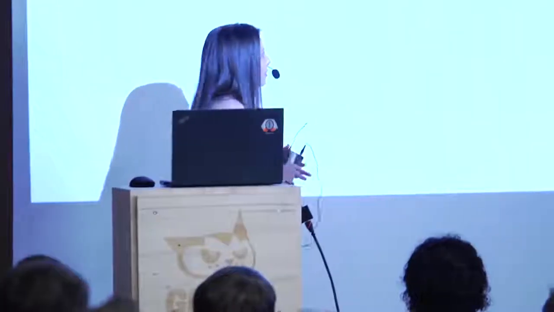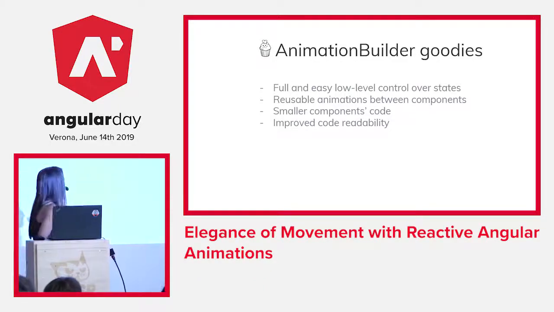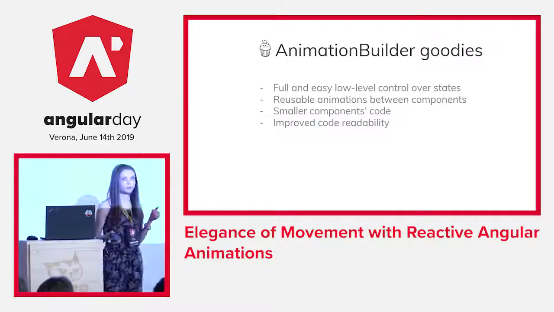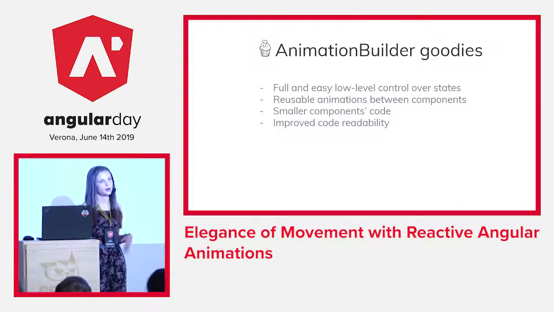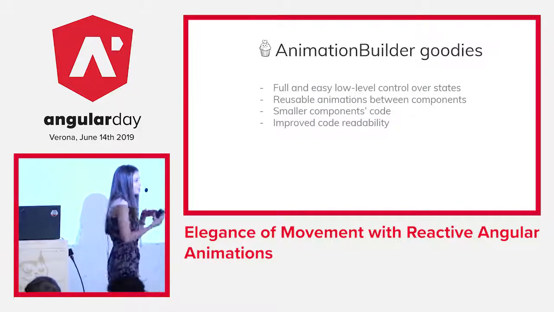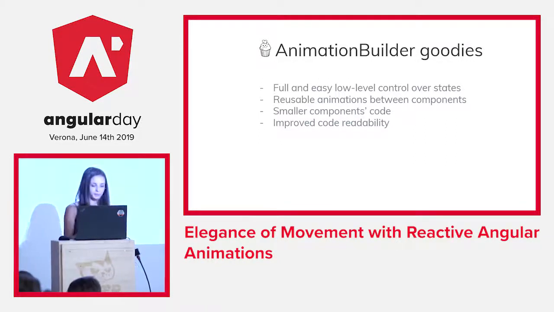Okay, so now I want to recap all the goodies we have in the Angular AnimationBuilder Module. First, we have full and easy low-level control over the states in our application, and we have reusable animations with parameters, which is very flexible, and of course, improved performance between our components. We have smaller components code. I'm not sure if you write animations when you declare them in the component's decorator. If the animation itself is very complicated, our component's code can be this large. And this certainly improves our code readability.